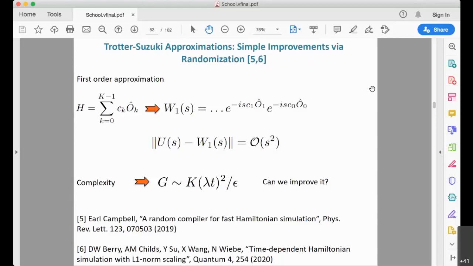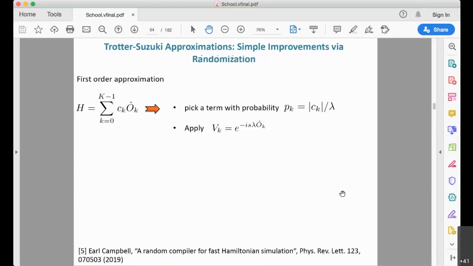All right? So let me take, for simplicity, just the first order approximation. So the first order approximation involves each of the terms of the Hamiltonian, in some ordering. All right? Start with O0, O1, and so on. I apply each of these only once. So I say that this is a first order approximation, so the error is order s squared. And I told you that the complexity was going with the evolution time squared over the precision. All right, it's something that I said already.